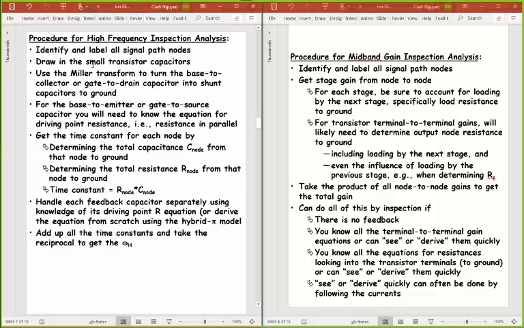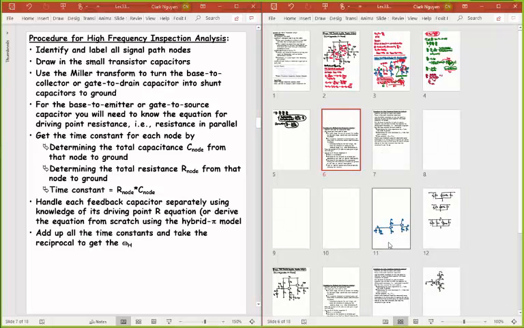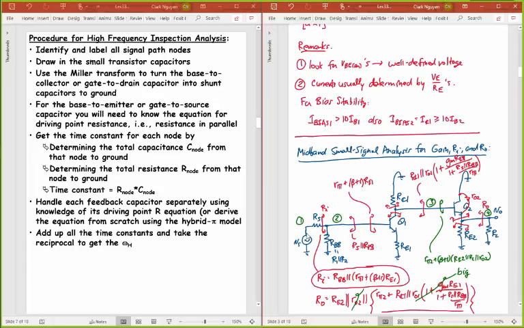That entails identifying and labeling all the signal path nodes. We just did that already for the stage gain, so we don't have to do it again. Then draw in the small signal transistor capacitors. In the small signal circuit that we have, I'm going to draw in all my capacitors.